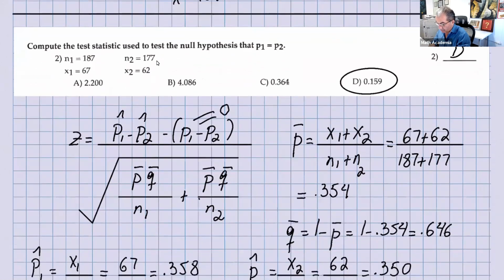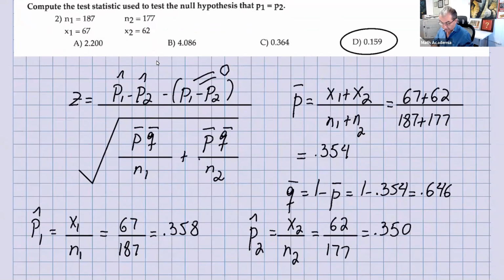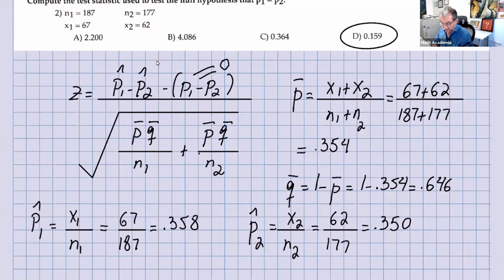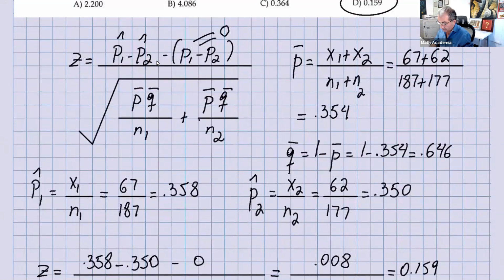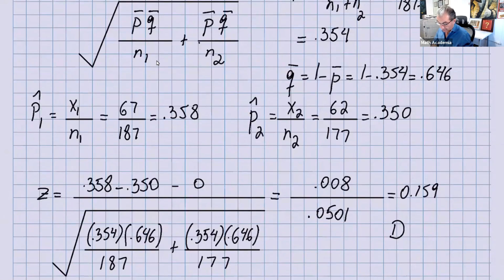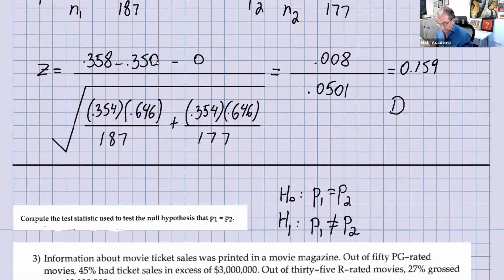If you substitute those, you get 0.354. Q bar is 1 minus p bar, 1 minus 0.354 is 0.646. P hat 1 you can calculate by doing x1 over n1, and p hat 2 you can calculate by doing x2 over n2. So all you need to do is to substitute all those numbers and use your calculator, and you get 0.159.